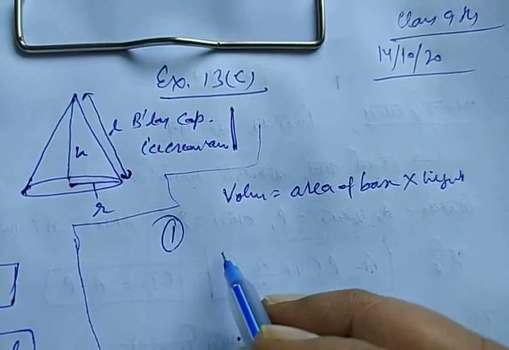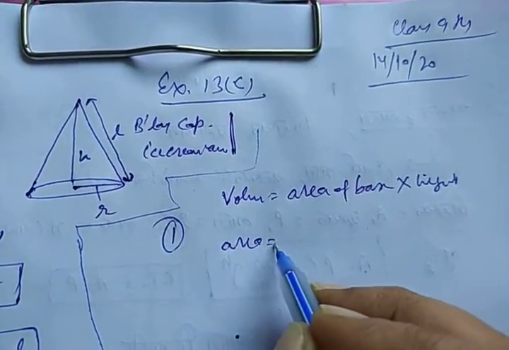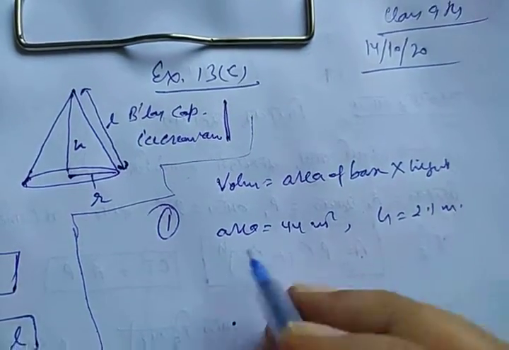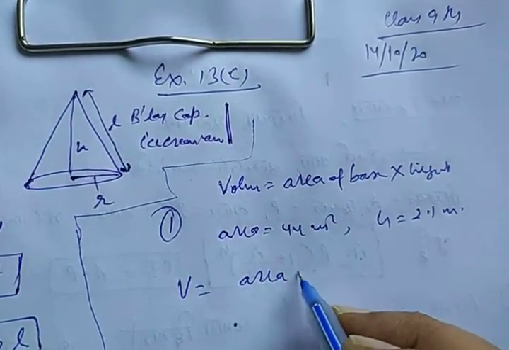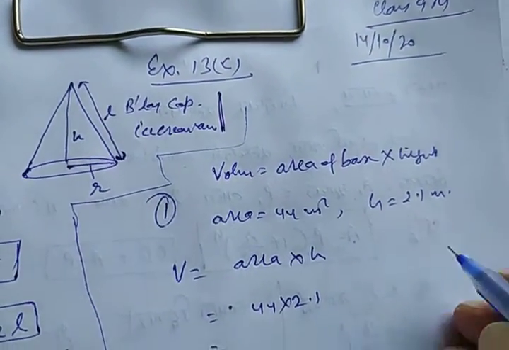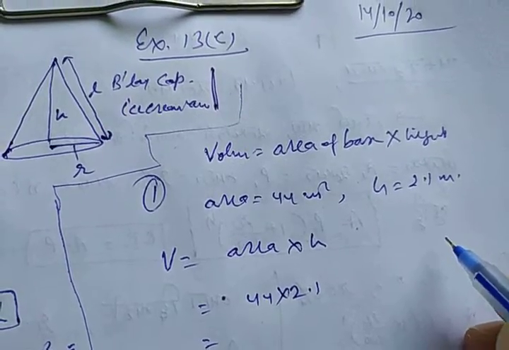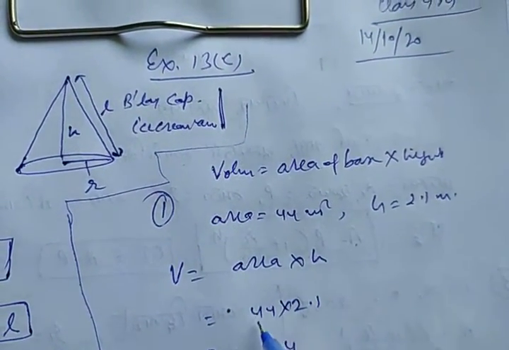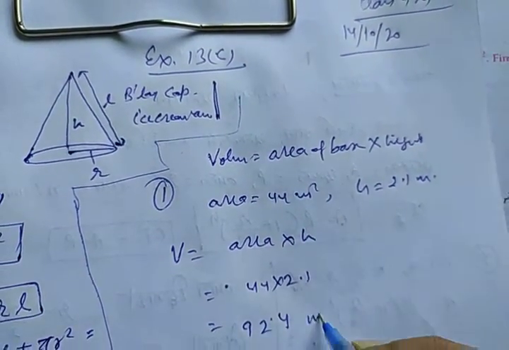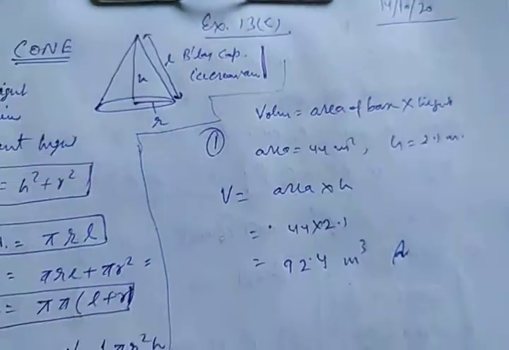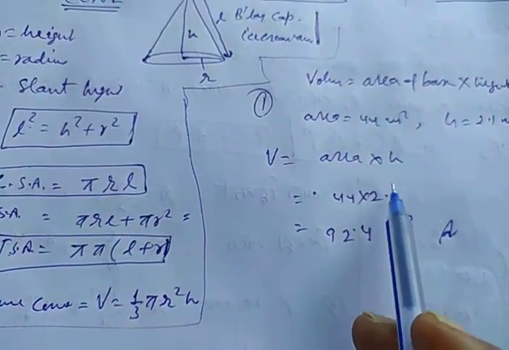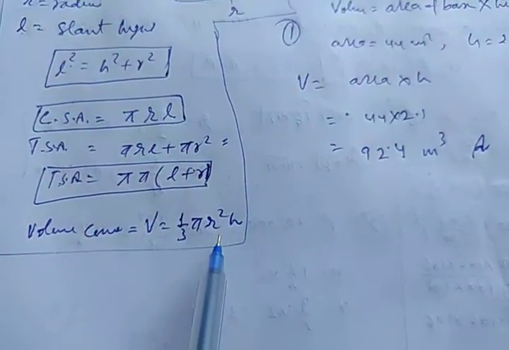In this case area A has been given 44 meter square, height has been given 2.1 meter, then volume will be equal to area into height. Area is 44 into 2.1. Now multiply this. 44 into 21 gives 924, so 92.4 meter cube. This is the answer. And if the radius of the base and height had been given, then we would have used this other formula.